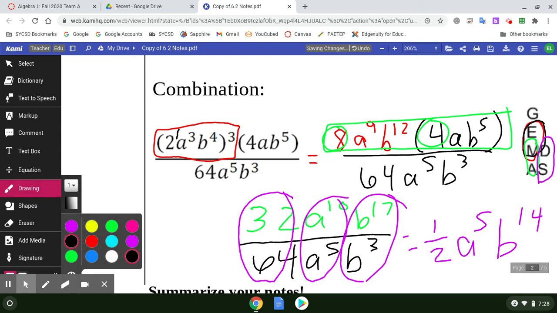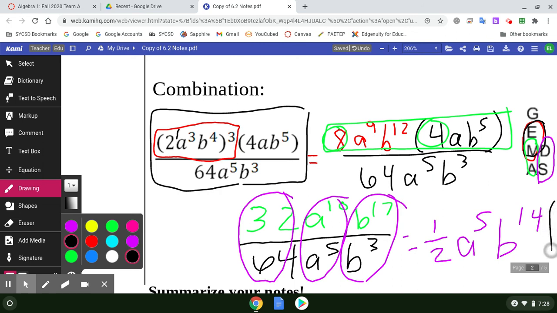So in the end, we started with this large exponential expression and simplified it using all 3 rules, product, power, and quotient rules, to simplify to this much simpler expression.